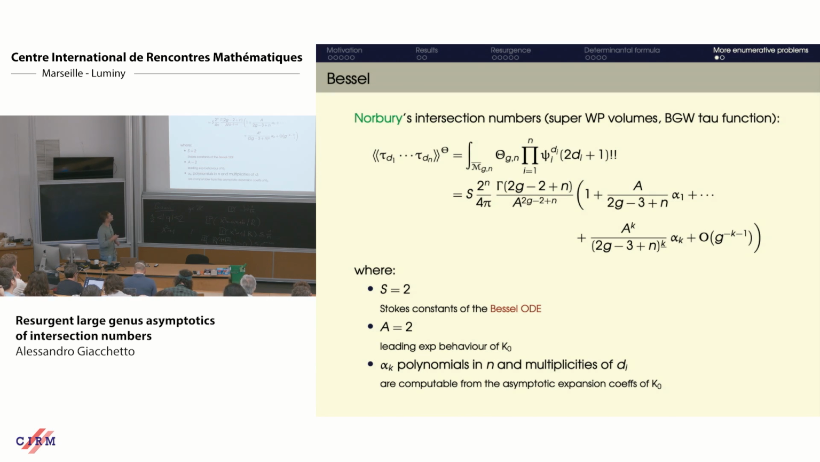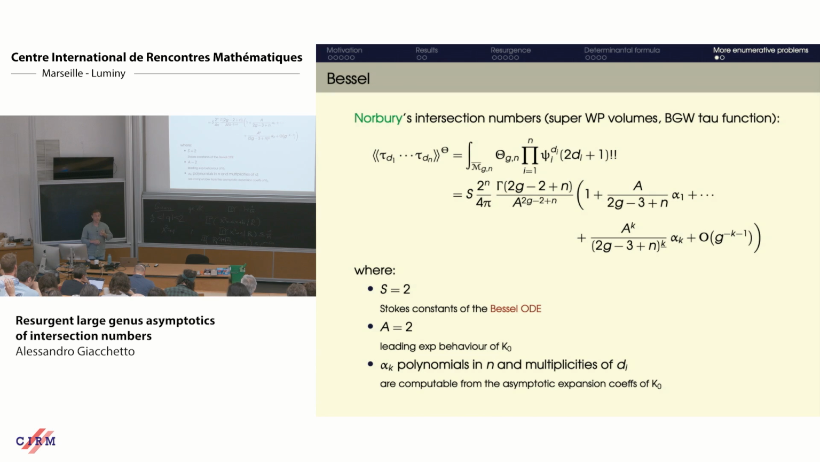And so in this specific case, what you can see from the Bessel ODE is that the Stokes constant is not 1 anymore, it's 2. So now this value here, it's going to be 2. The exponential behavior of the Bessel function, that is a solution of this ODE here, it's 2. So this constant A here is now 2. And with exactly the same type of strategy, we also got some formulas for the subleading corrections with the same type of properties. They are polynomials in n and the multiplicities, and they are computable in terms of the asymptotic expansion of the coefficients of the Bessel function.